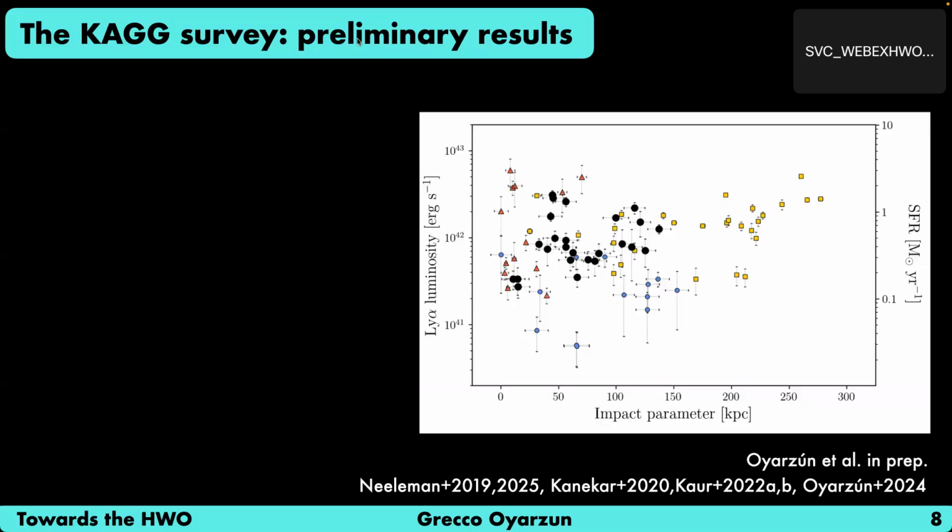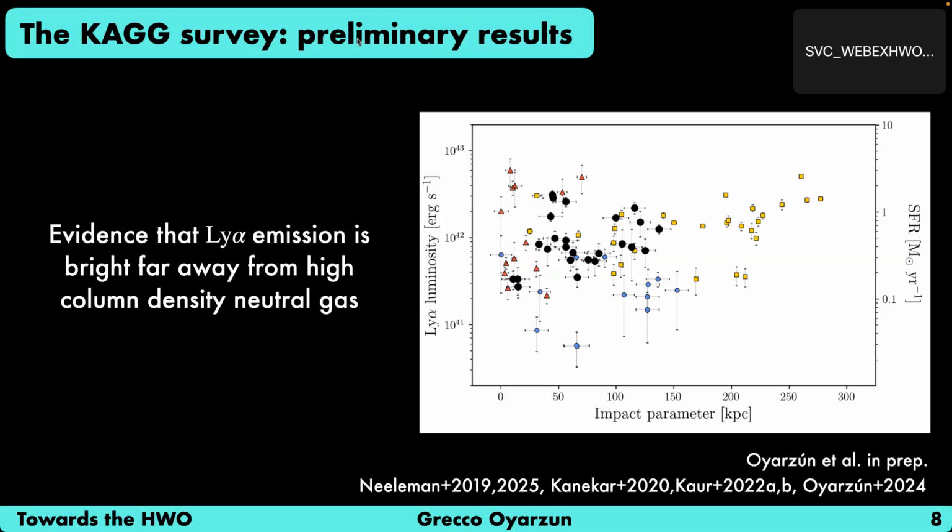And the second result is preliminary because we're still working on our calibration, but in the context of the literature, we're seeing a tentative trend that Lyman alpha luminosity of the galaxy increases with impact parameter, which is perhaps an indication that conditions around neutral gas are not conducive to Lyman alpha photon escape, perhaps due to, of course, the neutral gas itself and the abundance of dust.